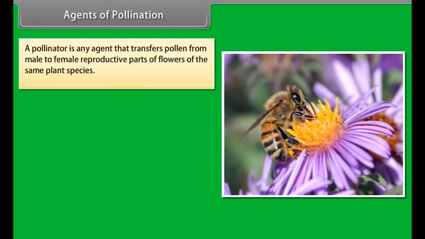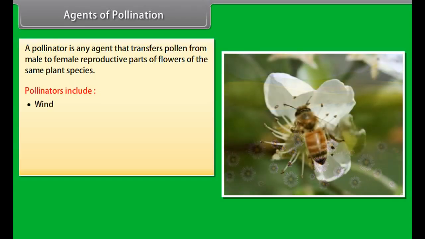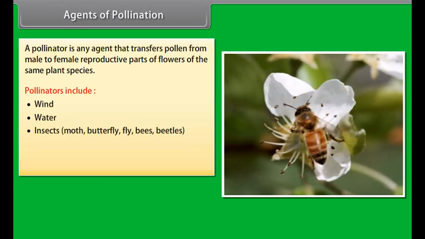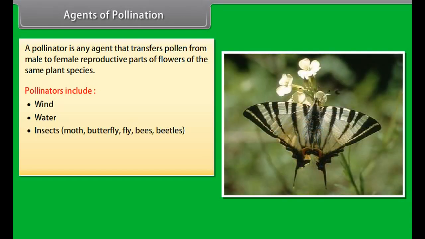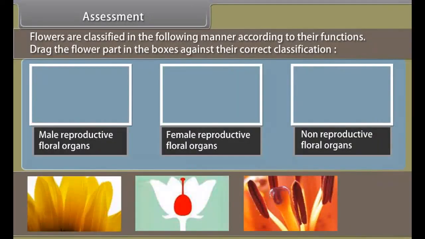Agents of pollination. A pollinator is any agent that transfers pollen from male to female reproductive parts of flowers of the same plant species. Pollinators include wind, water, insects like moth, butterfly, fly, bees, beetles, bats, birds, and other animals. The picture represents co-evolution of hummingbird's long, narrow beak with long, narrow floral tubes to aid in pollination. Before proceeding further, let us know how much you have learnt.